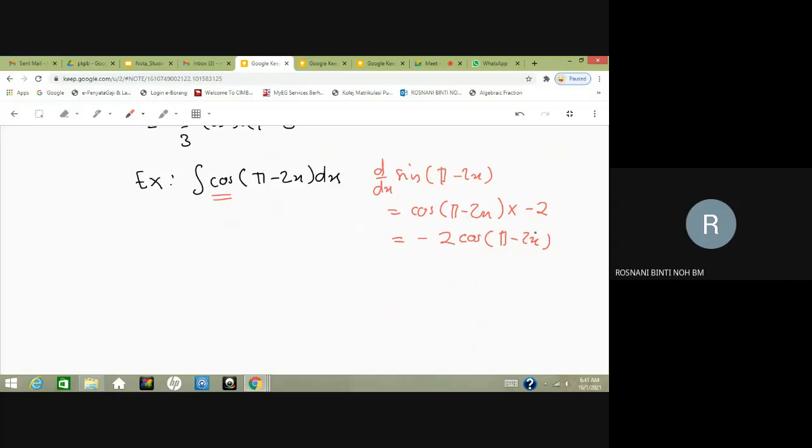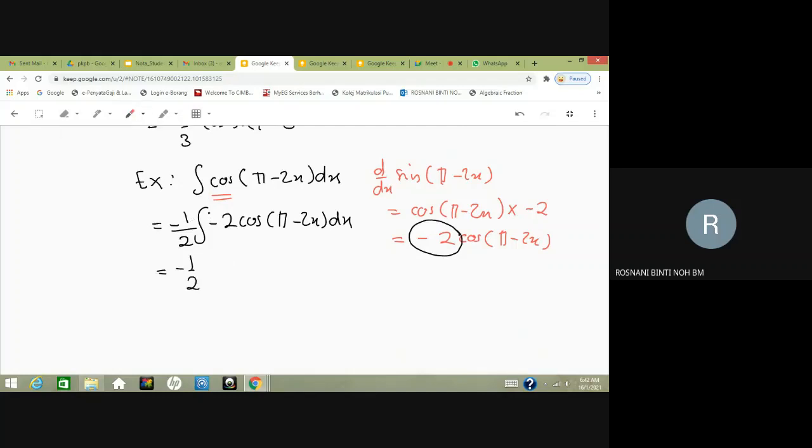Compare your answer here with your integration. You have cos pi minus 2x, cos pi minus 2x, but you just lack negative 2. So we put negative 2 here, negative 2 cos pi minus 2x, so that we don't change the original value. If we put negative 2 here, we just need to put another 1 over negative 2 in front of your integration. So they are equal. We don't change the question itself.